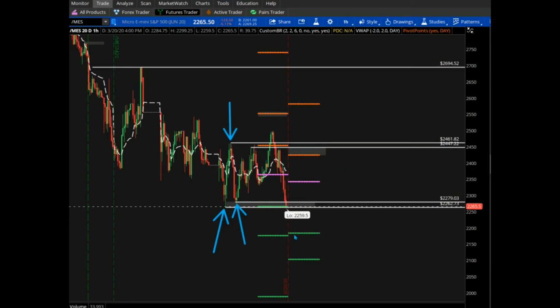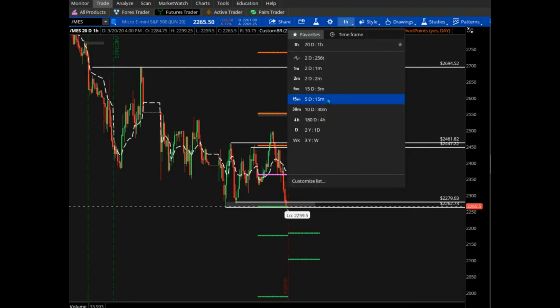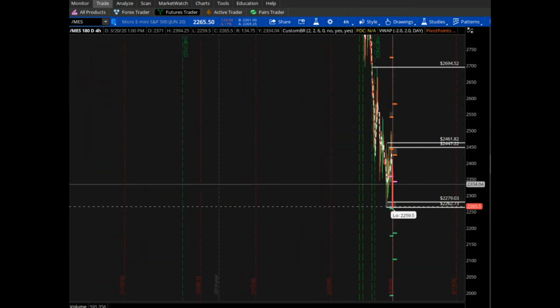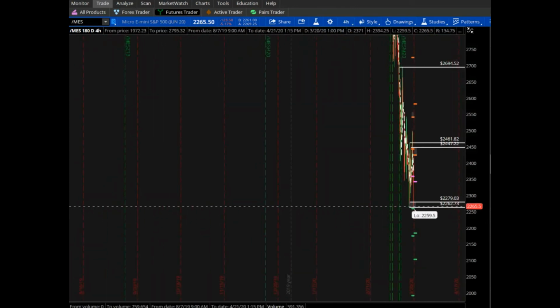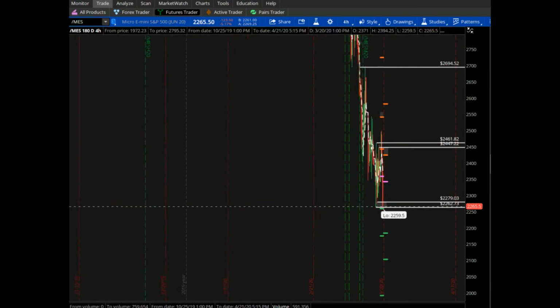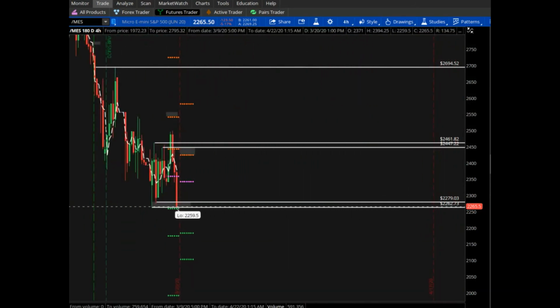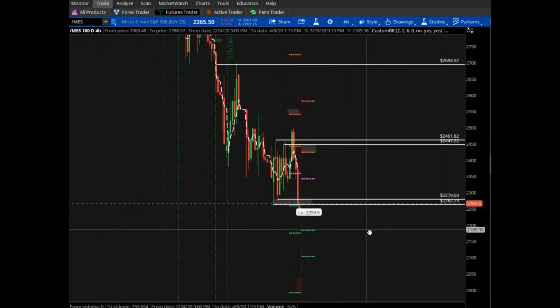Now we don't have anything down here. So we can either wait for price to get down here before we draw our level of support, or we can go to a higher time frame. And let's go to the 4-hour, see if we have anything there. And if we don't, now this is on the micro, there's not really a whole lot of data here. We can always go to the regular E-mini and we can plot support and resistance there.